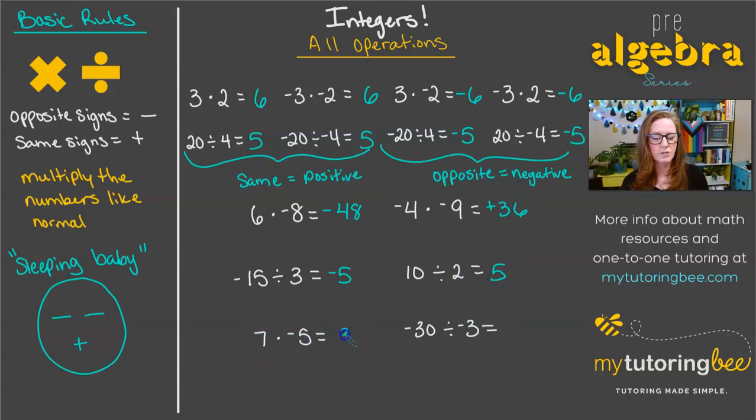7 times 5 is 35, and then I can see that only one of my signs is negative, so I know that's going to be a negative answer. And then 30 divided by 3 is 10. And then both of my signs are negative, so I know that's going to give me a positive answer.